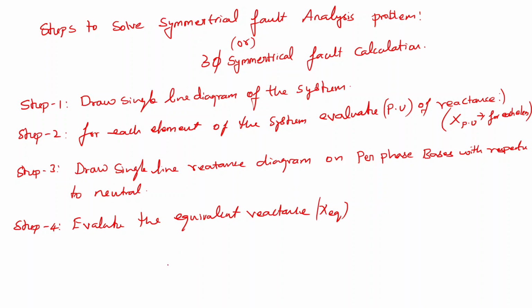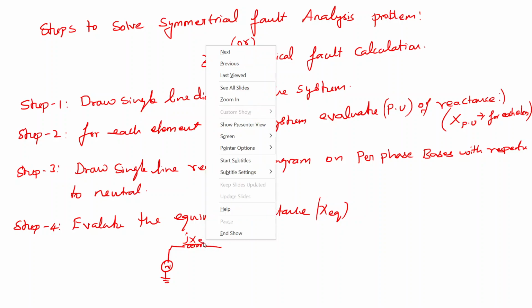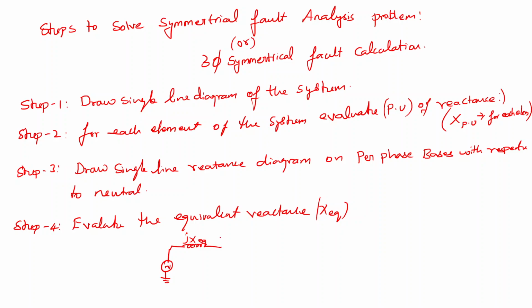Say for example, the equivalent circuit will be like this. Say this is a generator having a reactance like this. All the reactances are converted, that is Jx equivalent, in per unit. I don't want to mention per unit here always, but it is per unit. And then the fault occurs here. This is the fault point. So this is the equivalent circuit we will get.